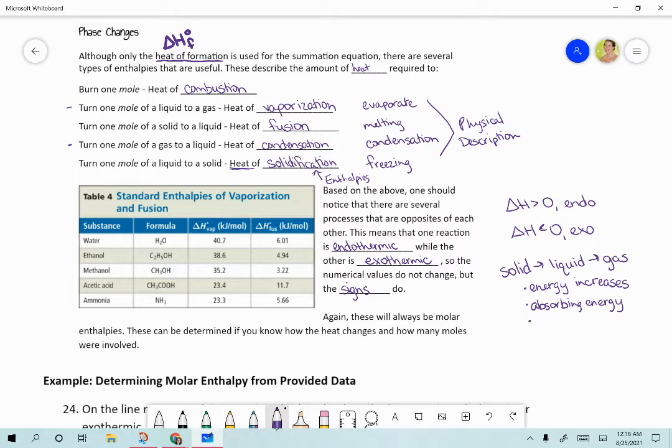Which means that these states in this order, as I move in this direction, these are endothermic processes. So if I was to go backwards, if I was going from a gas to a liquid to a solid, my particles have less energy, so my energy decreases. That means I'm releasing energy. And these are exothermic.